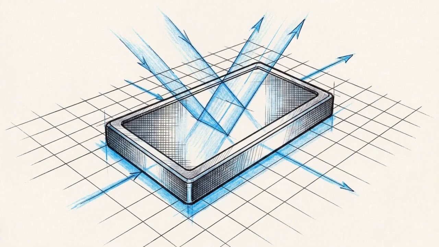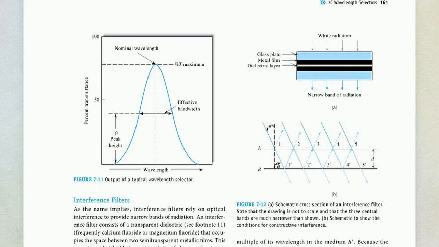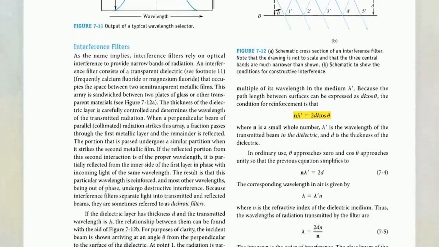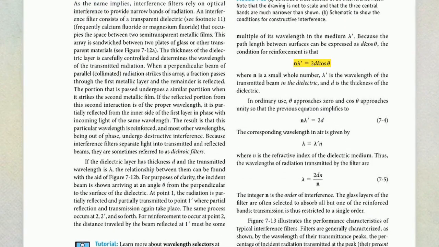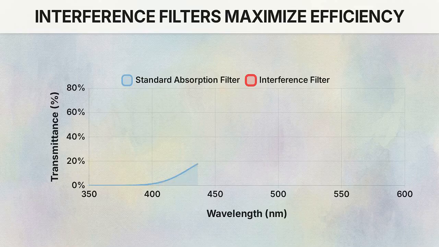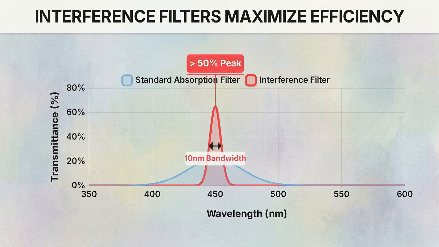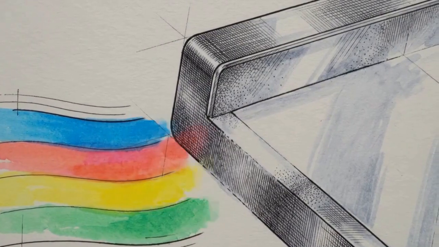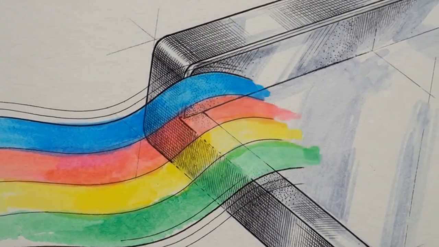The result is the interference filter. This diagram details an interference filter, a transparent dielectric spacer sandwiched between metallic films. Light passes into the dielectric, reflecting back and forth. As the equation shows, wavelengths matching the thickness undergo constructive interference, reinforcing each other. All others are destroyed. This method yields an effective bandwidth as tight as 10 nanometers, while pushing peak transmittance well above 50%. By turning the wave nature of light against itself, interference filters solve the intensity trade-off.